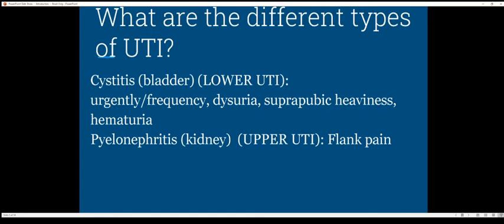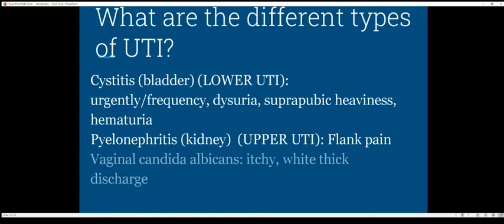Then you have vaginal Candida albicans, which I don't see at all in my infectious disease rotation. It's itchy, white, thick discharge. Sounds terrible to say, but that's what it is. It is terrible.